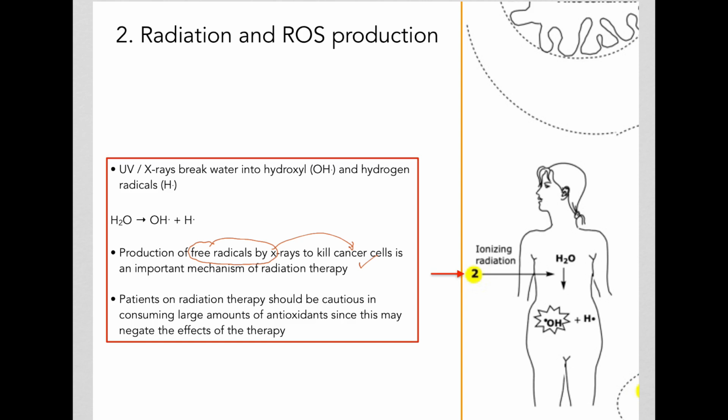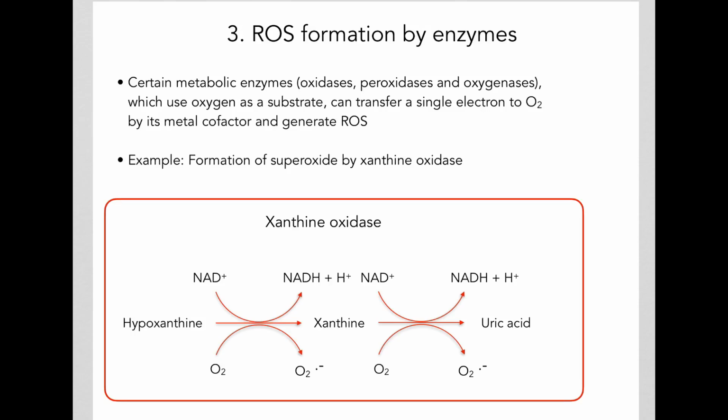So as a side note, it's important to remember that patients on radiation therapy should be cautious in consuming large amounts of antioxidants. We'll talk about antioxidants later, but antioxidants basically neutralize radicals. So they should not take too many antioxidants, because it's going to neutralize the radicals and thereby negate the effects of the radiation therapy. Another way by which radicals are formed in the body is through enzymatic reactions.